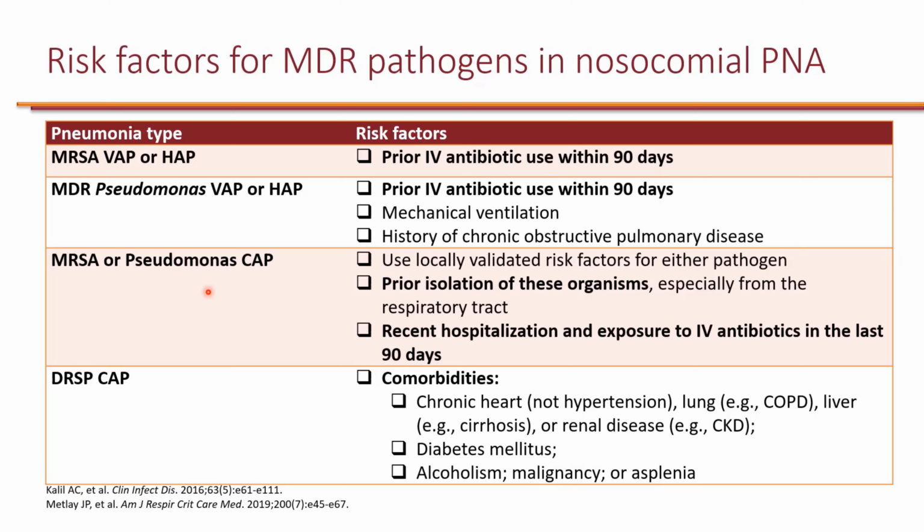And of course, because Streptococcus pneumoniae is the number one cause of community-acquired pneumonia, there are also risk factors for drug-resistant strep pneumo. So comorbidities, specifically chronic heart disease, such as heart failure, chronic lung disease like COPD, chronic liver disease like cirrhosis, and chronic renal disease like CKD, are likely to select for drug-resistant strep pneumo. You can see that these patients, including patients with diabetes, alcoholism, malignancy, and asplenia, are more likely to be exposed to healthcare settings, so they're at risk of having drug-resistant strep pneumo.